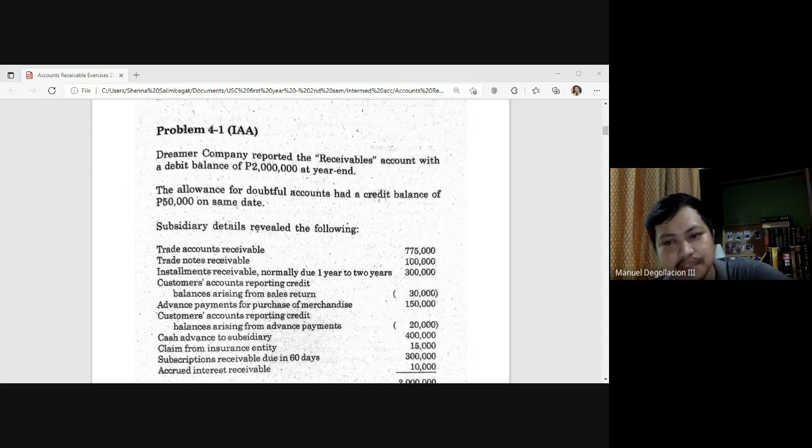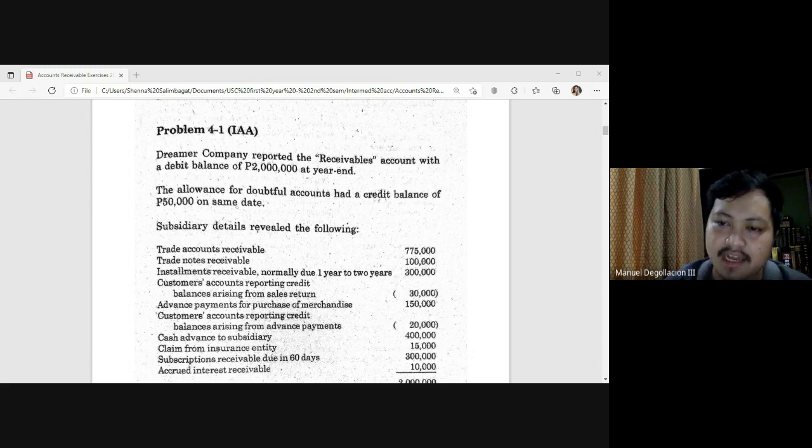Okay. For subsequent measurement, class, as theory, if you're asked how are receivables subsequently measured, the answer would be at amortized cost. Okay. That is true even for accounts receivable. It's just that the application of amortized cost for accounts receivable is different from the amortized cost for your other receivables, class. Okay. But again, if you're asked with a blanket question, class, how are receivables subsequently measured? They are subsequently measured at amortized cost.